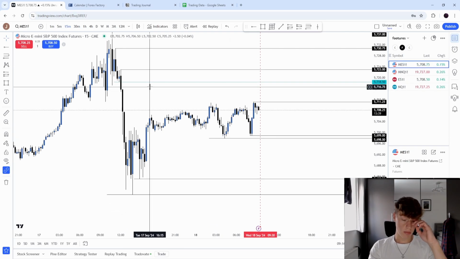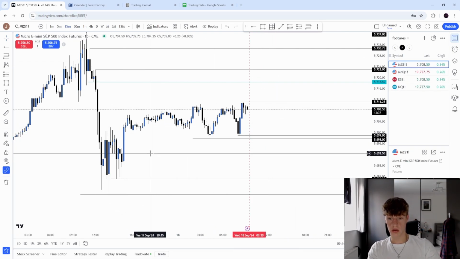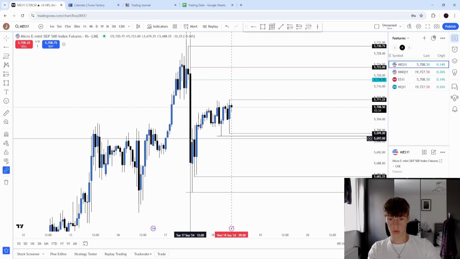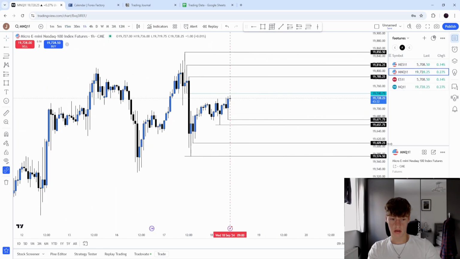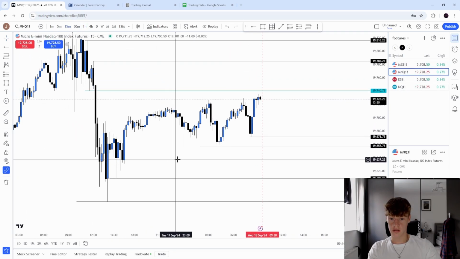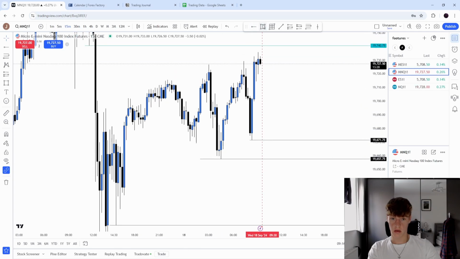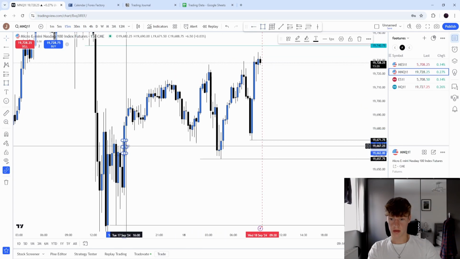So, what am I looking for going into market open? We haven't got any imbalances at all. We have got a nice 15-minute imbalance here though, which has already been filled before.